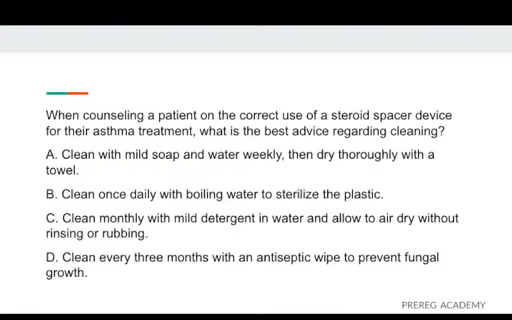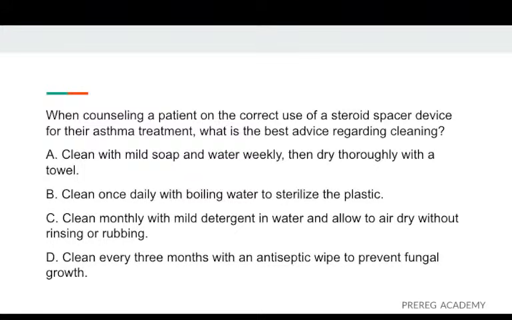Okay, what kind of inhalers are spacer devices used with? Is it dry powder inhalers or metered dose inhalers? Yes, spacer devices are used with metered dose inhalers. And in terms of differences between your MDIs and DPIs, spacer devices are used with your metered dose inhalers.